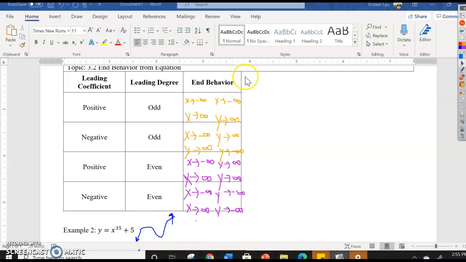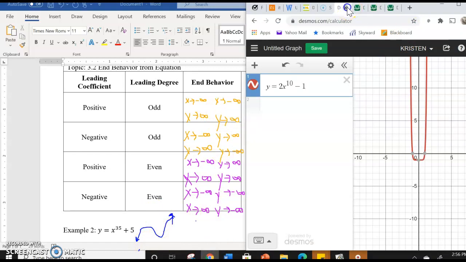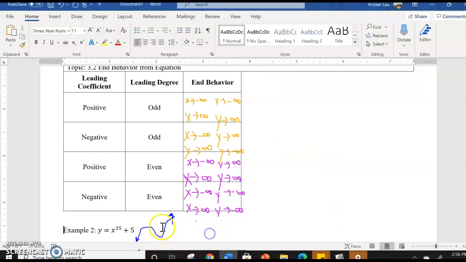So this is the notation that I would write. X approaches negative infinity, Y approaches negative infinity, X approaches positive infinity, Y approaches positive infinity. So my graph should look something like that in blue. It's probably not going to be exactly like that. It might have a little more humps and curves and stuff. But see, basically, the arrows are pointing in the correct direction, and that's what I'm looking for. Okay?